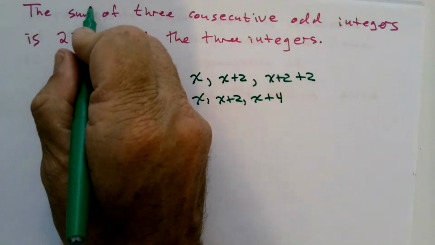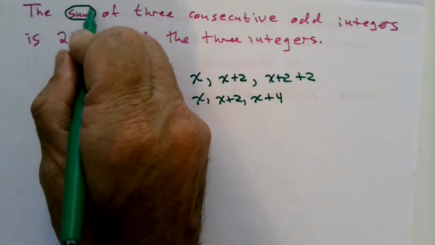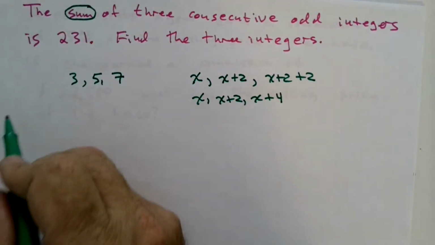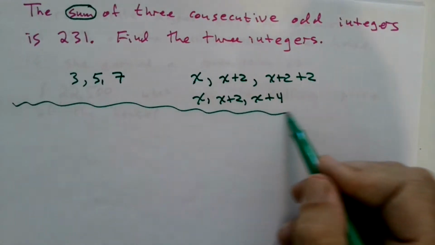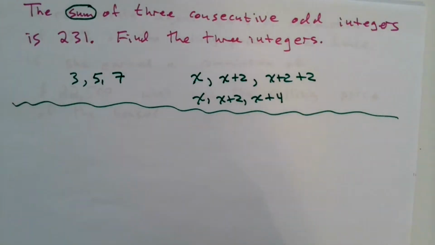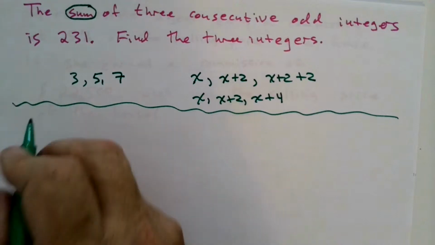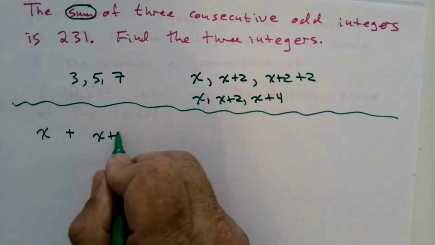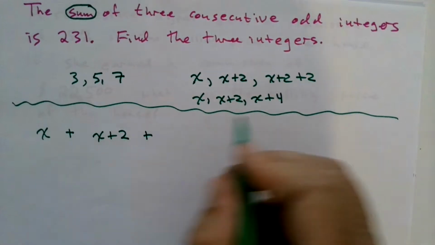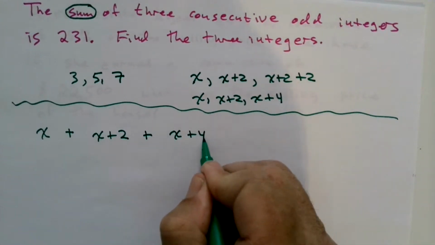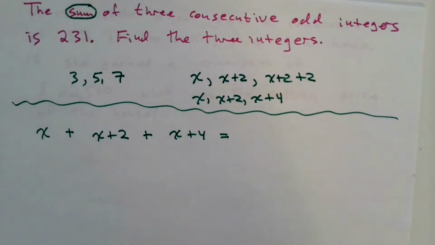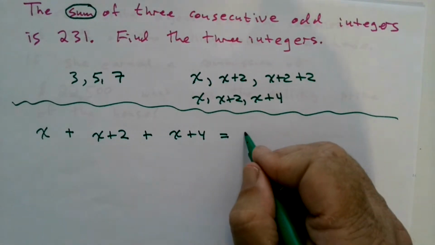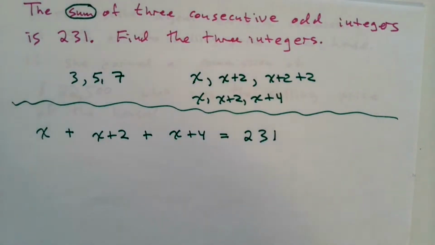And this question is asking me to do a sum. So sum means add all those up, which I should be able to do. So if I add all those up, that's going to be x, that's my first one, plus x plus 2, my second one, plus x plus 4, the third one, equals the sum of those three consecutive odd integers, 231.